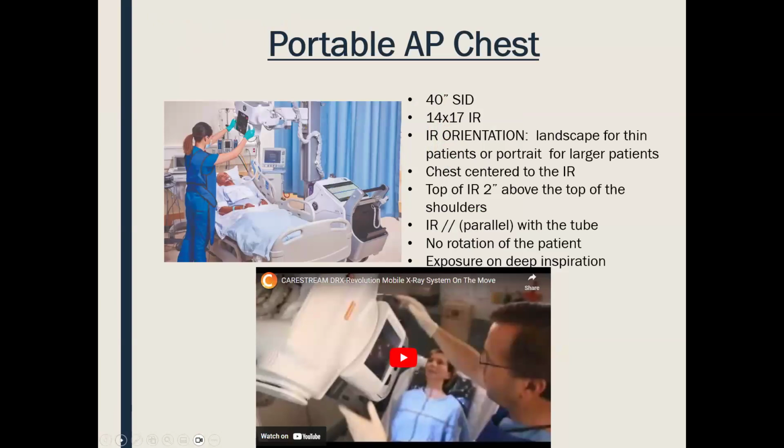For the portable chest x-ray, we need a 40-inch SID, 14 by 17, and the image receptor can be either landscape or portrait, depending on the size of your patient. The top of the image receptor should be just above the top of the shoulder. The image receptor is parallel to the x-ray tube, and that is very, very important when performing a portable chest procedure.